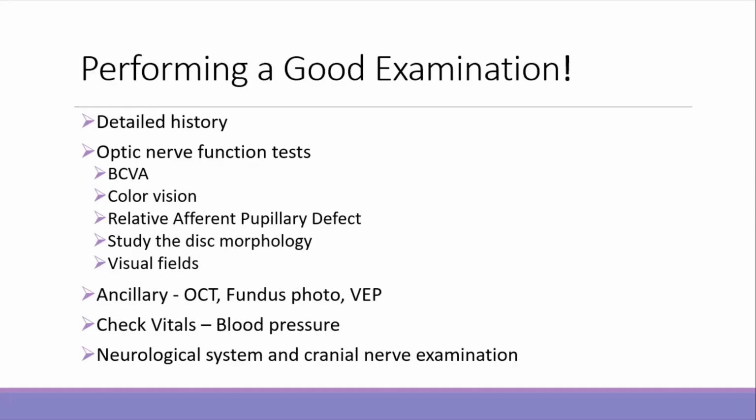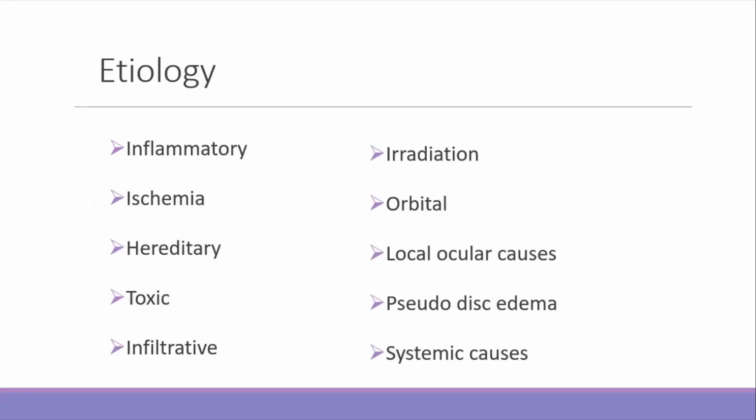There are certain ancillary tests which at times are useful, such as OCT and fundus photo, VEP, and a focused neurological examination and cranial nerve examination might help. Systemically, blood pressure is a must in any case of disc edema. Do not forget to check the blood pressure. So there are various etiologies for disc edema. So we'll try to cover as much of these as possible with cases.